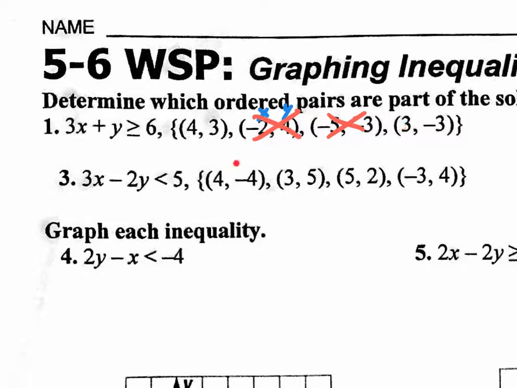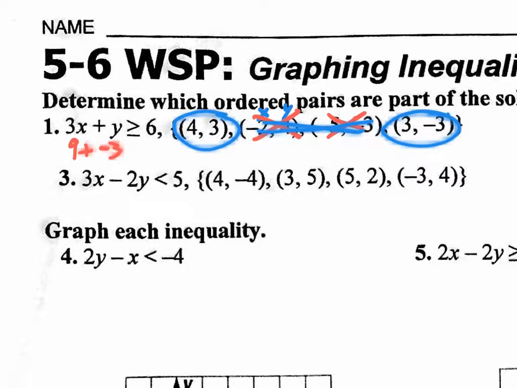If I plug in a 3 right here, that's going to be 3 times 3 is 9. Let me jot that down so we can keep track. 3 times 3 is 9. And then we plug in negative 3 for y right here. So that's going to be plus negative 3. Let me write that out just so we could see it. Plus negative 3. So what's 9 plus negative 3? 6. Is 6 greater than or equal to 6? Yes, it's equal to 6. So this one does work. So our answers, or the ordered pairs that work, this one works and also this one works. The two middle ones do not work.